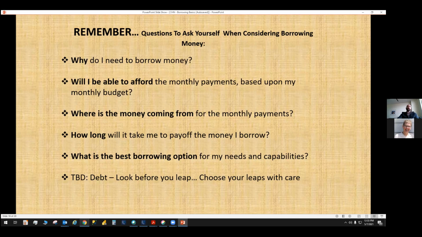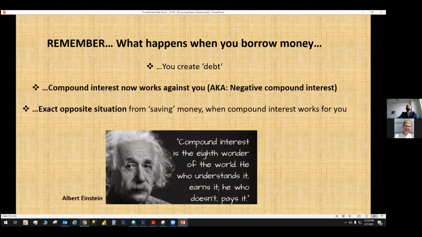And that's what I mean by this last point. What is the best borrowing option for your needs and capabilities? Look before you leap. Think your options through. Wait 24 hours before you swipe your credit card or you go to the bank and borrow money, and just really think it through. Some things you may not be able to get away from borrowing money for. You know, you need a car, you need a place to live. I certainly don't want to pay $40,000 of interest on a $5,000 MacBook though.